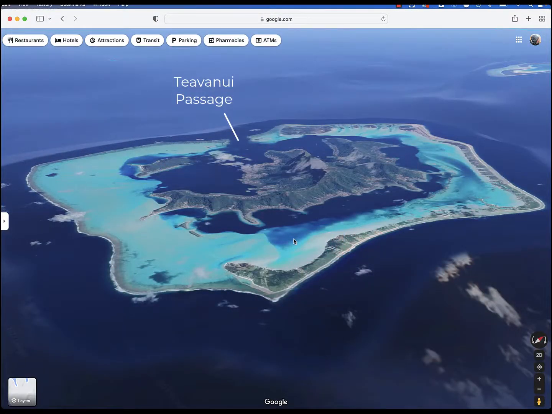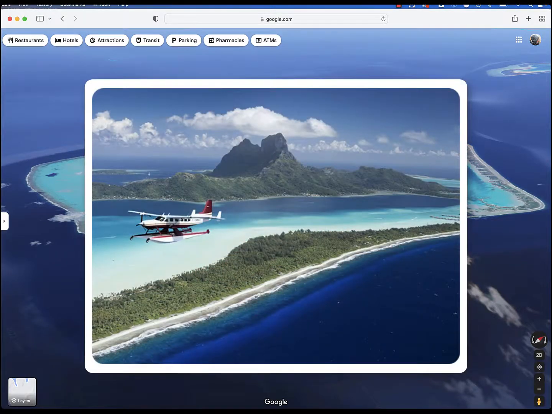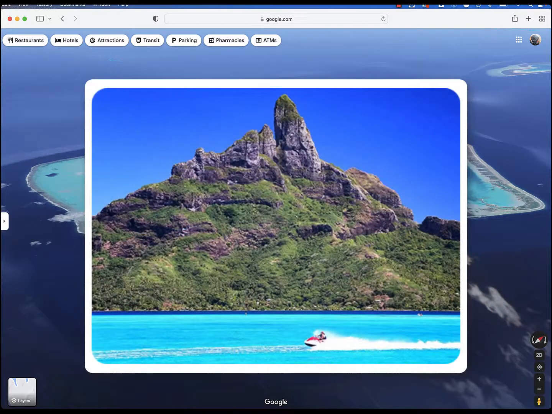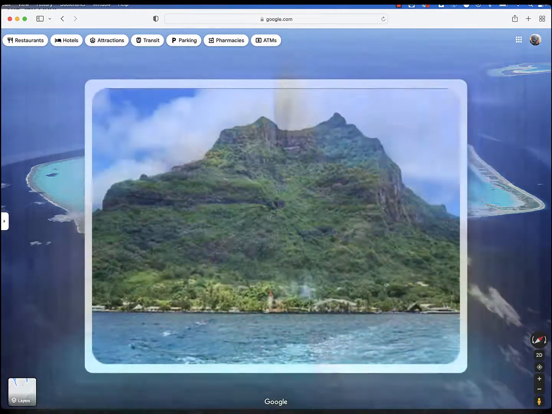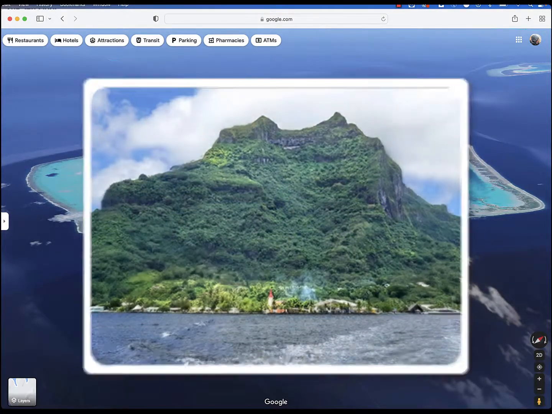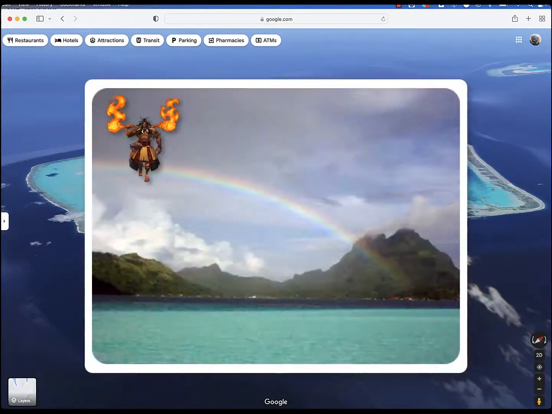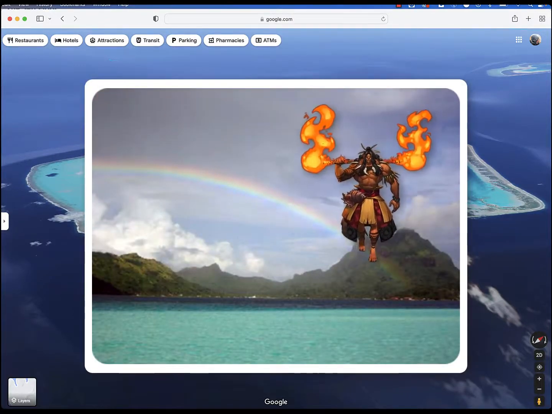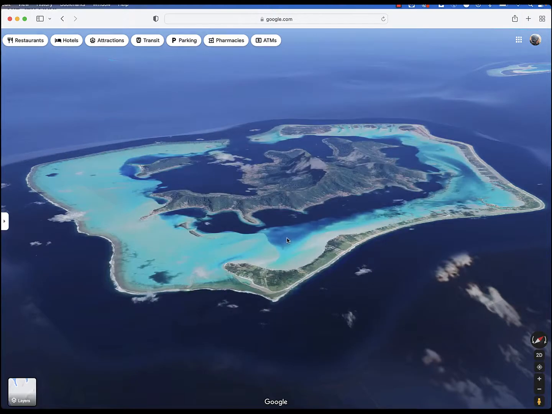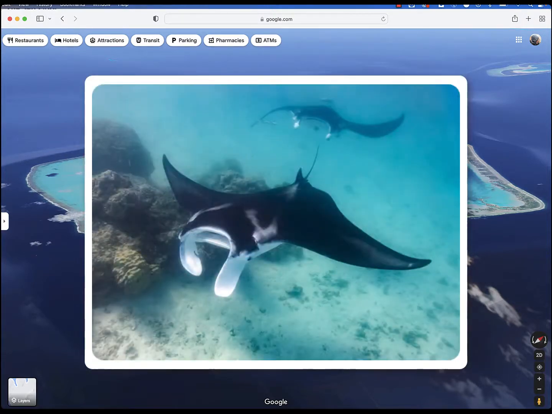The single break in Bora Bora's barrier reef is Teavanui Passage, which provides the only access to the open ocean. The island's central volcanic mountain includes Mount Otemanu and Mount Pahia, which rise almost 2,400 feet above the lagoon. And according to legend, Mount Pahia is where the war god Oro descended on a rainbow. And in the surrounding lagoon, many species of sharks and rays frequent the shallow waters.